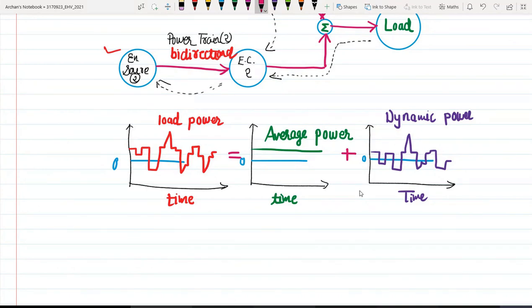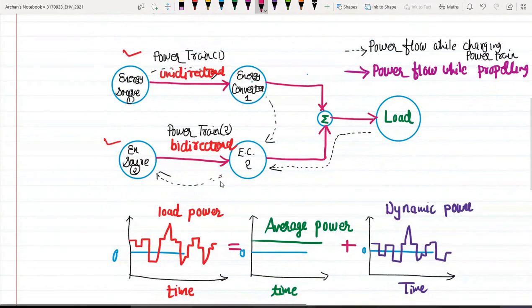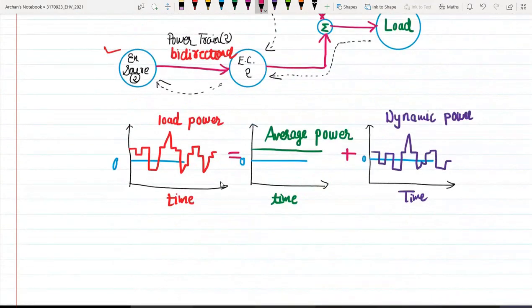Okay? So the dynamic power may be provided by an electric motor which is powered by electrochemical batteries or ultra capacitors, flywheels, or their combinations. Okay, so this is how the requirement of load power will be fulfilled by this particular hybrid electric vehicle. Okay, so now the idea is clear.